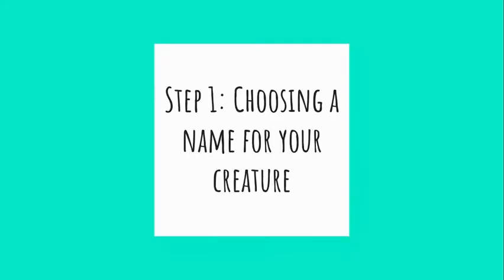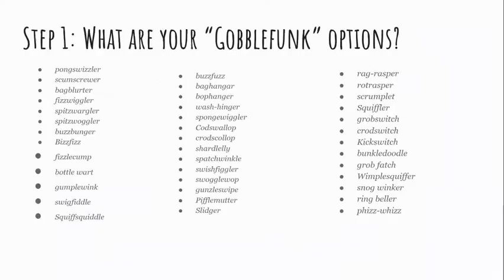So the first thing that's going to happen is you're going to pick a name for your creature. And these are the silly words that Roald Dahl, the author of Charlie and the Chocolate Factory, made up but never got a chance to use. So you may have chosen this already with your entire class, or if you weren't there with us, you can pick one and use this as the name of your creature.